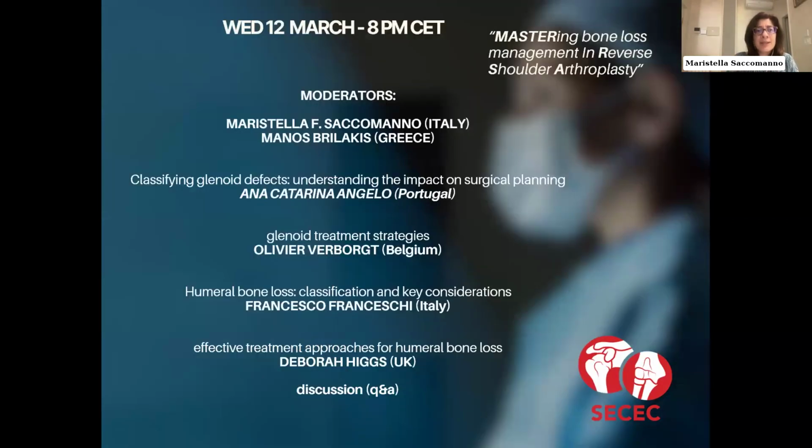As you can see in the program, we're going to talk first about glenoid defects, so how to classify and how to manage, and we're going to do the same with humeral bone loss, how to classify and how to manage. And you can see the faculties from all over Europe: Catarina Angelo from Portugal, Olivier Verborgt from Belgium, Francesco Franceschi from Italy, and Deborah Higgs from UK. I would say the biggest name in the field, just to teach us how to treat bone loss in reverse shoulder arthroplasty. My pleasure to introduce one of the most talented younger surgeons from Portugal, Catarina Angelo.